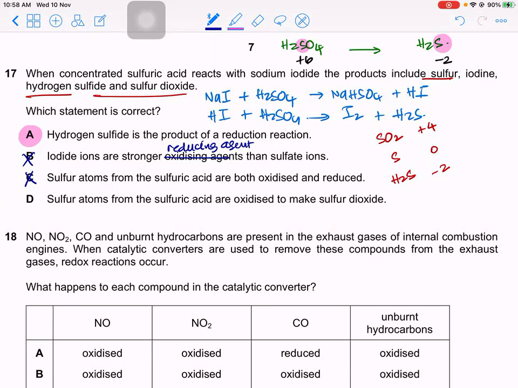Sulfur atoms are oxidized to make sulfur dioxide. No, sulfur is 0, and then it does not get oxidized. It is further getting reduced only. This is how it goes. From H2SO4, it can make SO2, then S, then H2S. It can't go like this. It will be going like this, from +6 to +4 to 0 to -2. It can't be going the other way around.